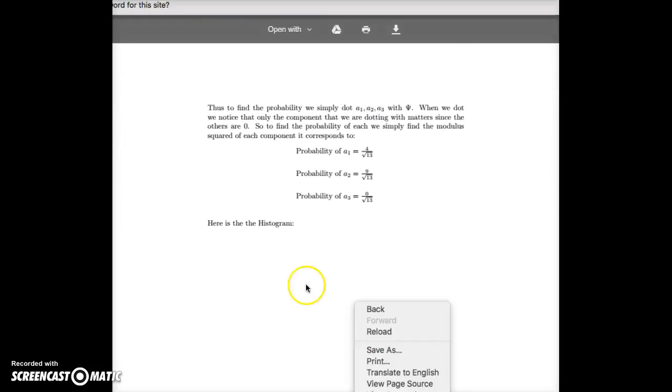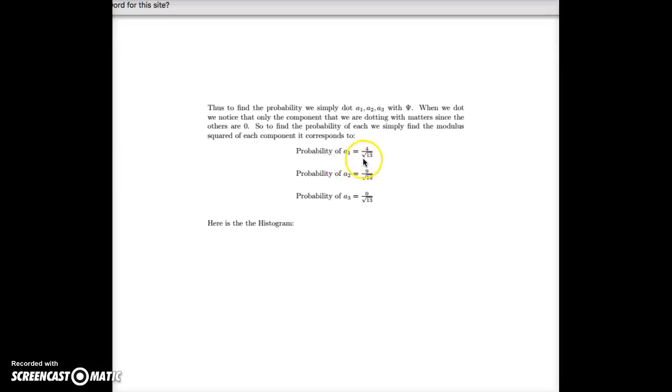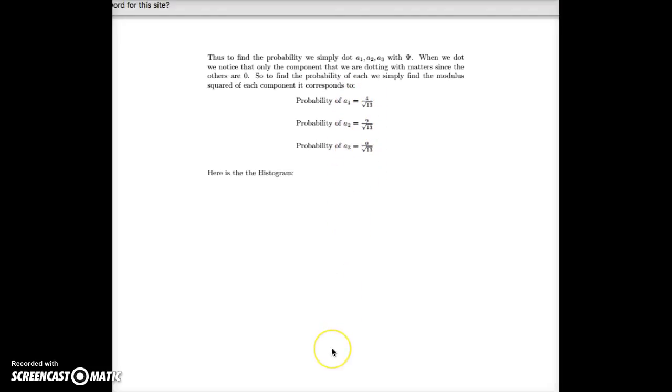Again, for some reason the histogram won't show up, but essentially what it looks like is just a bar graph where A1 goes up to 4 over 13, A2 goes up to 9 over 13, and A3 will not have a bar at all because it has a probability of 0. And again, we note that the probabilities of A1 and A2 add up to 13 over 13, which gives us 1.